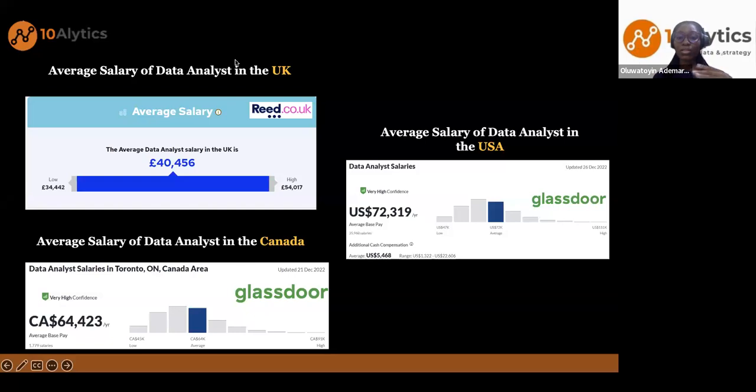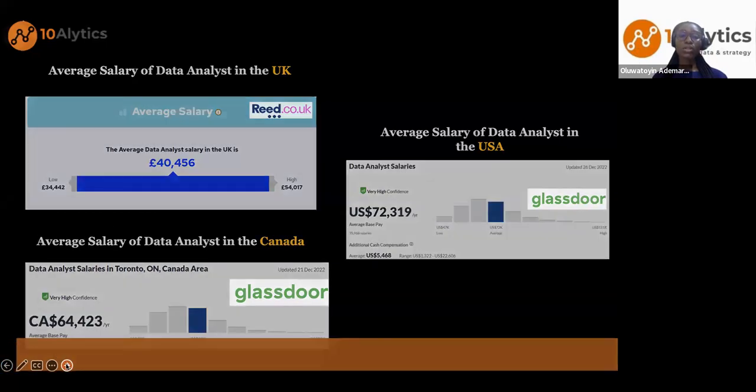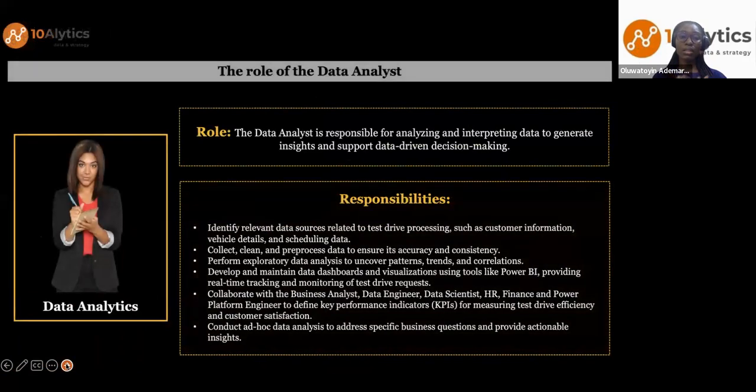Also, in the US, the average salary of a data analyst is 72,000 US dollars, ranging from 47,000 US dollars to 111,000 US dollars. So you can see that data analysts are actually earning well.